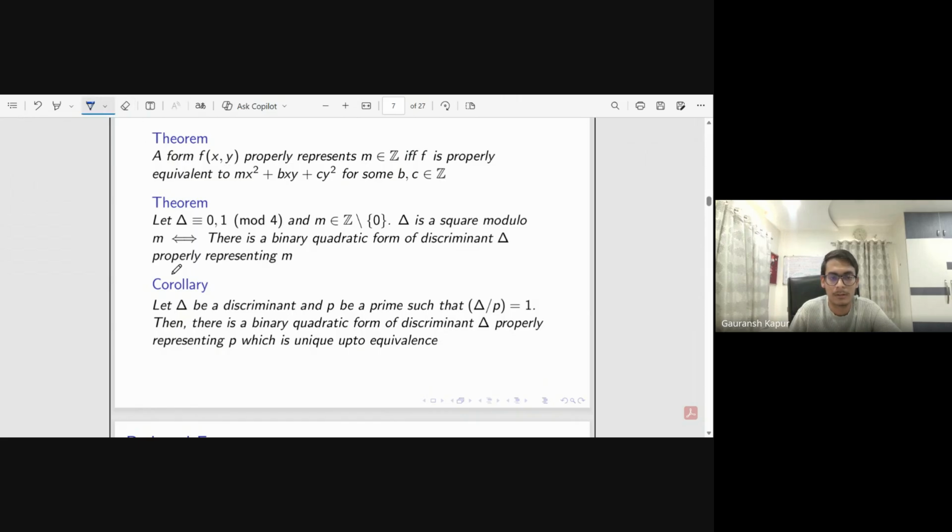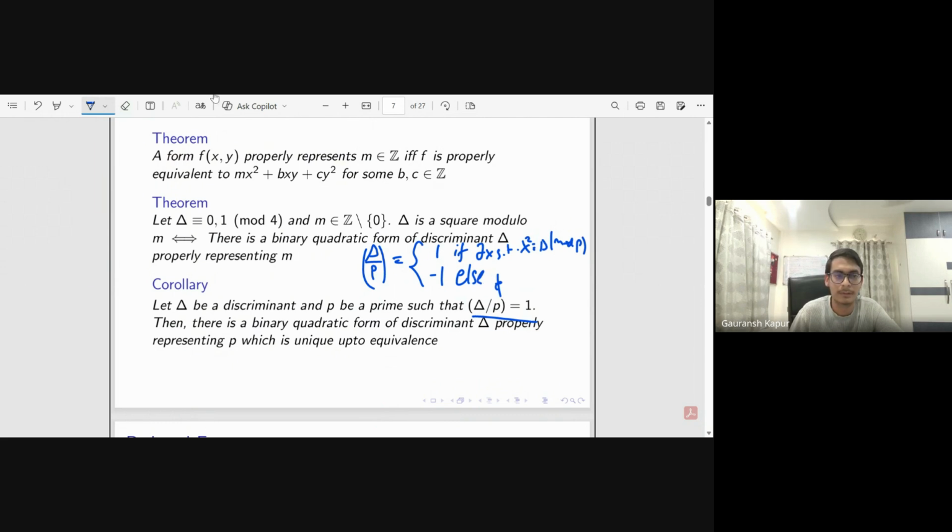And the corollary from this is that if delta is a discriminant and p is a prime such that the Legendre symbol of delta mod p is 1. So what this means is basically what I've said above. So let me just define this. This is the Legendre symbol. It is equal to 1 if there exists x such that x square is congruent to delta mod p. So what this means is that there is some x such that x square and delta leave the same remainder when you divide them by p, and minus 1 otherwise.